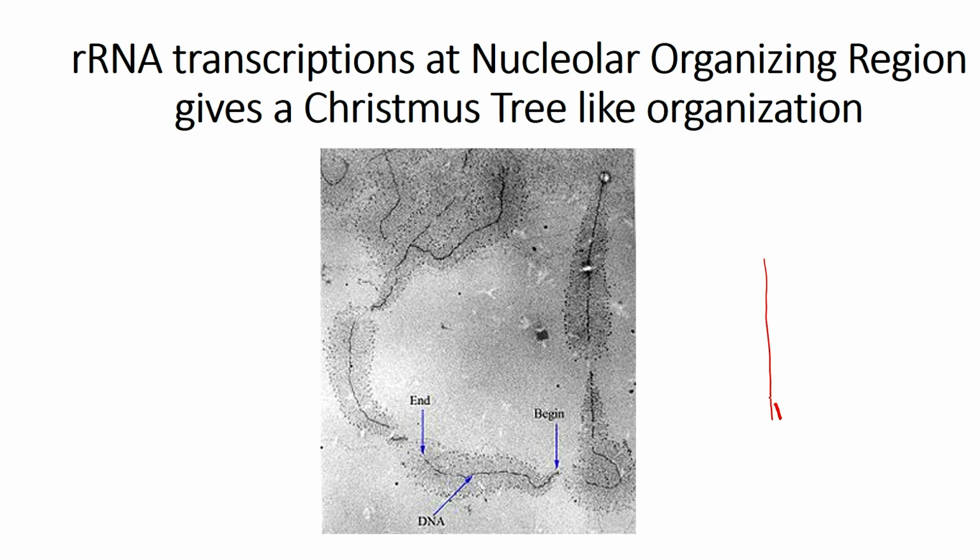The next RNA polymerase might have reached here. So from here there is another. So this is the first one, second one, third RNA polymerase has already reached there. So it has transcribed. The earlier RNA polymerase has reached further, so they transcribe like this. And that is how a Christmas tree-like structure is formed.